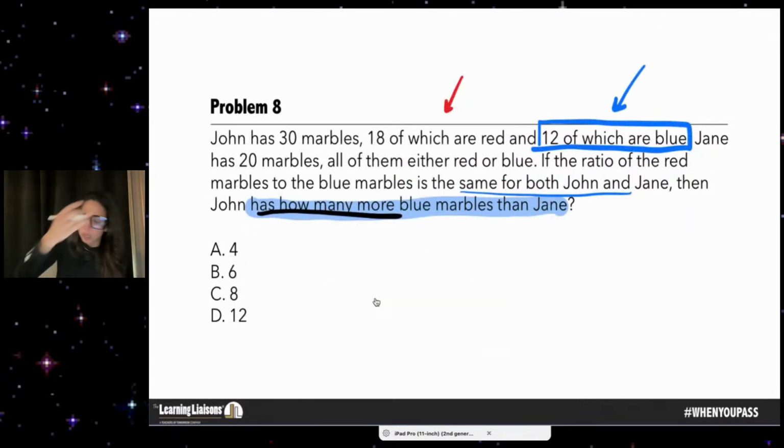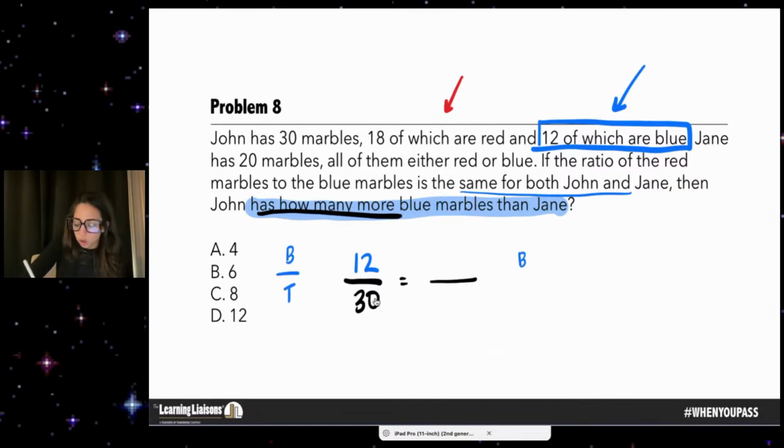So John has 30 marbles. 18 are red, 12 are blue. I'm going to set up a proportion where I have blue over total equals blue over total. I'm not going to do blue over red equals blue over red because I don't know how many blue or red Jane has, but I do know what the total she has is. So I'm going to do blue over total equals blue over total. I don't know what the blue is, but I know what her total is.